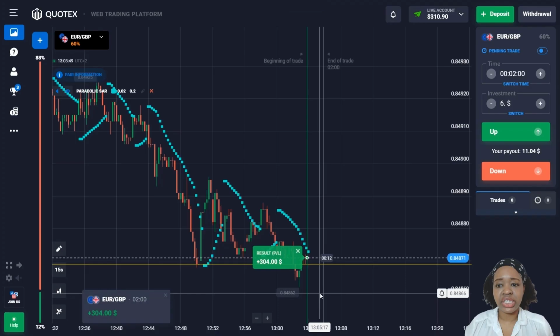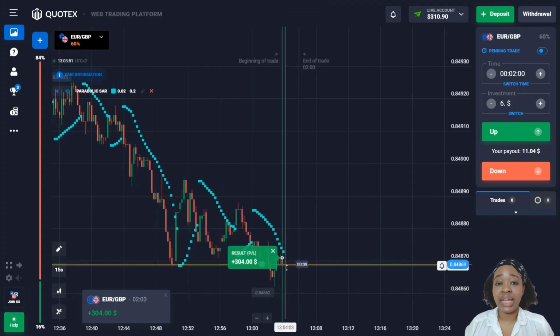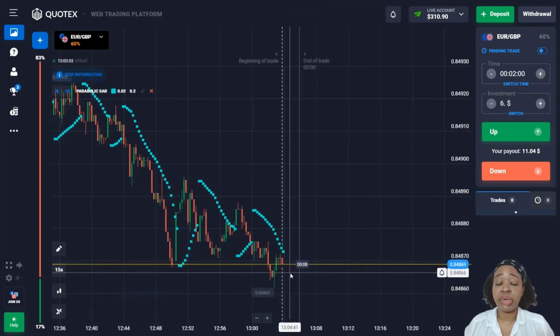This is excellent, friends. You can see the price continue to move down and I got very good profit. I managed to earn money on the downward movement and the indicator was right again. Let me continue and find the next entry point.